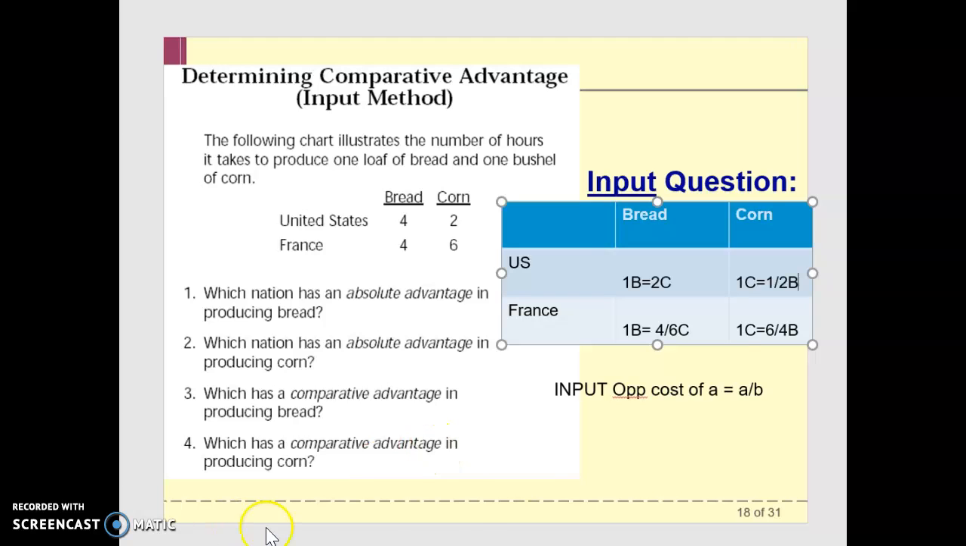So I hope that helps make it a little more clear. You can look at the input trick, or you can intuitively think about it, like we did with the US and bread and corn. If we can make in 4 hours 1 bread and in 2 hours 1 corn, every time we're making 1 bread, in that same 4 hours, we could actually do 2 corn, okay? I hope that helps a little bit better.